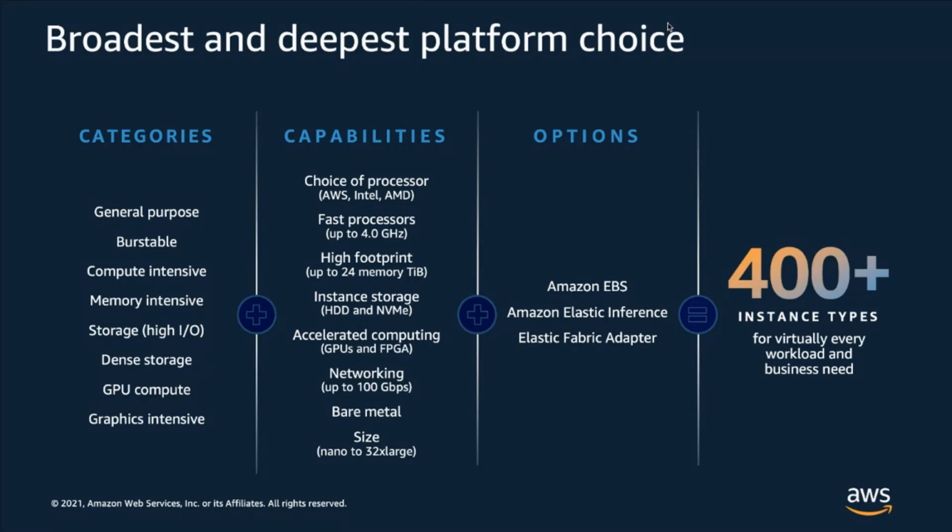And then we even offer bare metal instance types, and a wide range of sizes from nano to 32 extra large. And then if you combine these with additional options such as elastic block storage, Amazon EBS, and elastic inference, and the fabric adapters, there's lots of options to choose from. So over time, this has developed into 400 plus instance types for virtually every workload and business need.